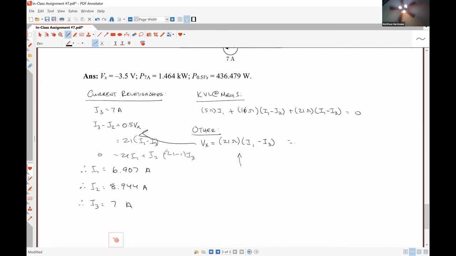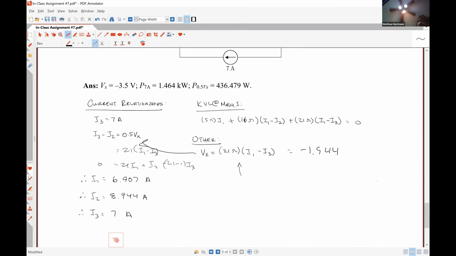21 times I1 minus I3, not I2. So I just got negative 1.9444, which is absolutely not the value I got previously. So, what mistake did I make in setting up my system?